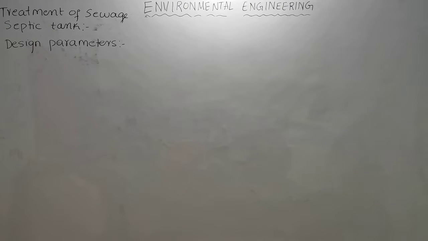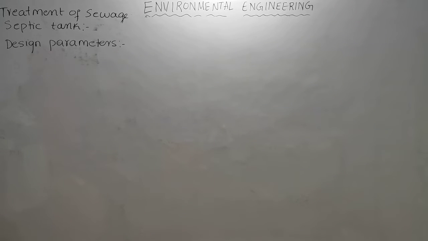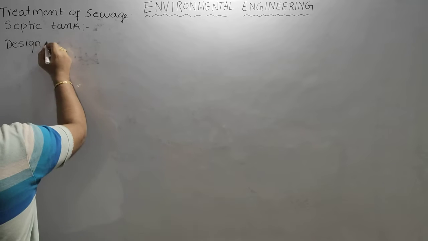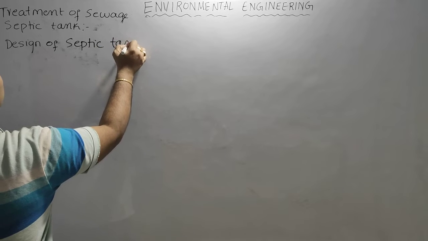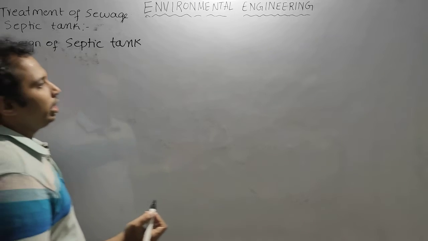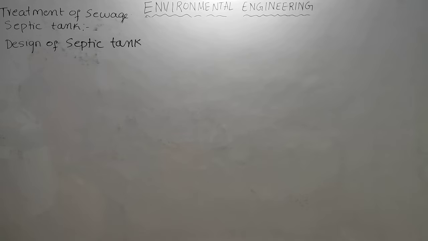In the previous session, we were discussing the design parameters of the septic tank. Now, how to design the septic tank? We are going to discuss how to design the septic tank. The septic tank will have a settling zone and a sludge zone.